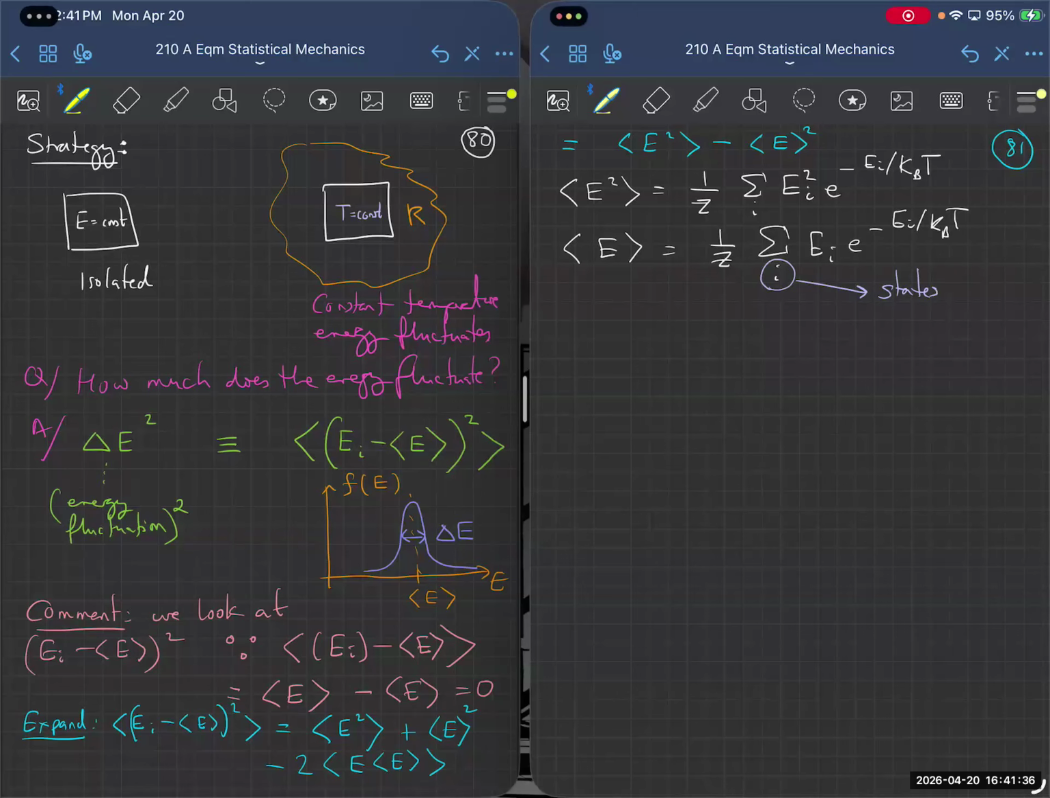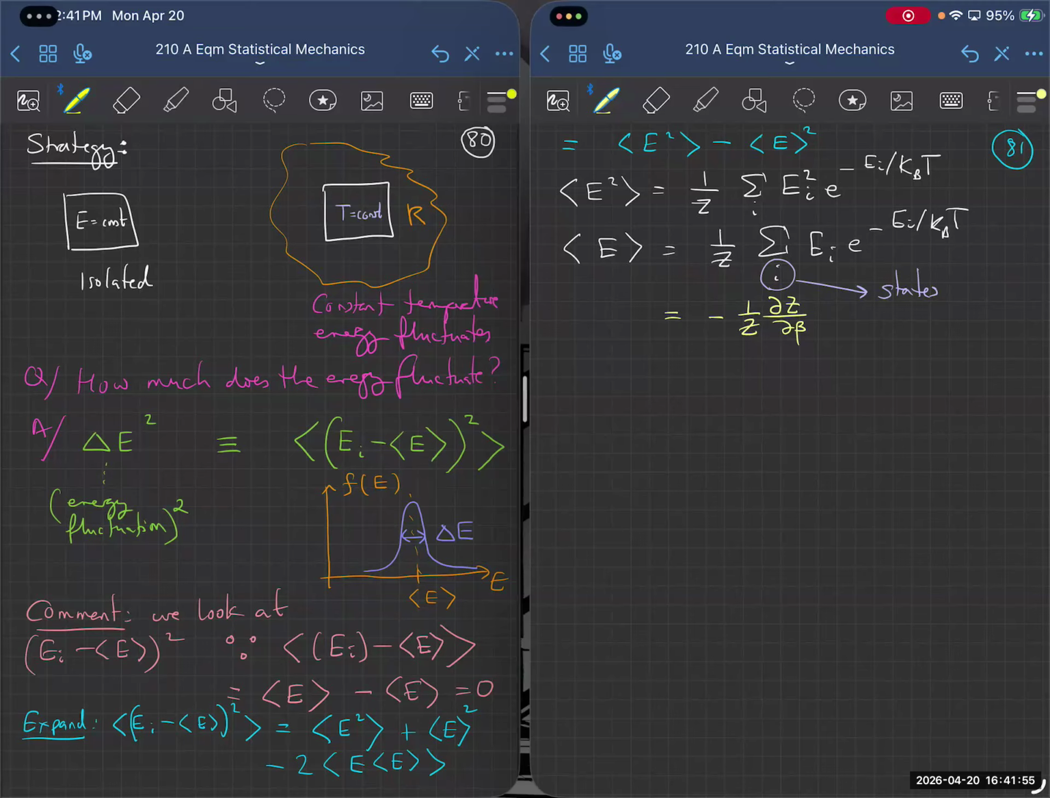So good. So then the other thing is, so now let's write these things down as differentials. So we know that this expectation value of E is just minus 1 over Z dz by d beta. We showed that last time.